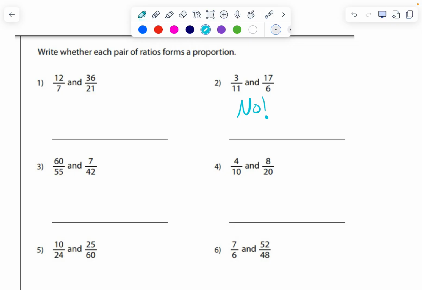But this one, that one's not so obvious. 12/7 versus 36/21. Like this one, both numerators are bigger, both could roughly be in a similar relationship. So how do we check? Give me a strategy that you could try.